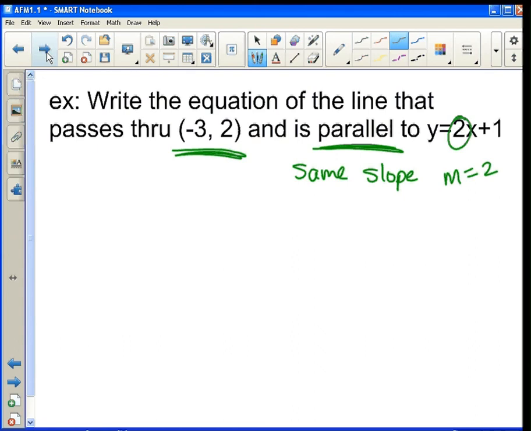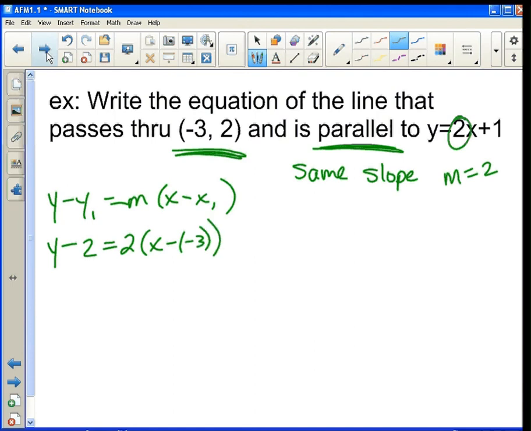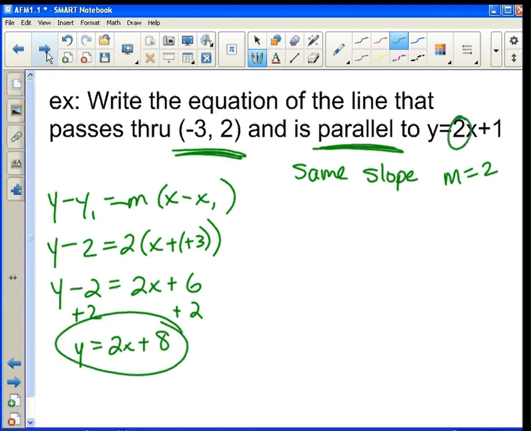So using my method, the point-slope form, we get y minus 2 equals 2 times x minus -3. So two negatives make a positive, and we get y minus 2 equals 2x plus 6. Remember, you have to distribute the 2, and then you just add 2 to both sides to get y equals 2x plus 8. So that's how you find the equation of a line given a point and a line that's parallel to it.